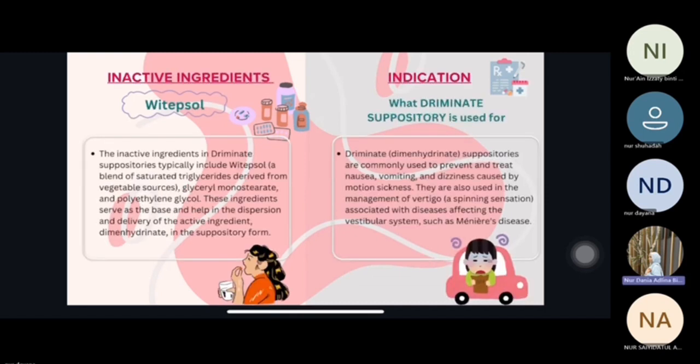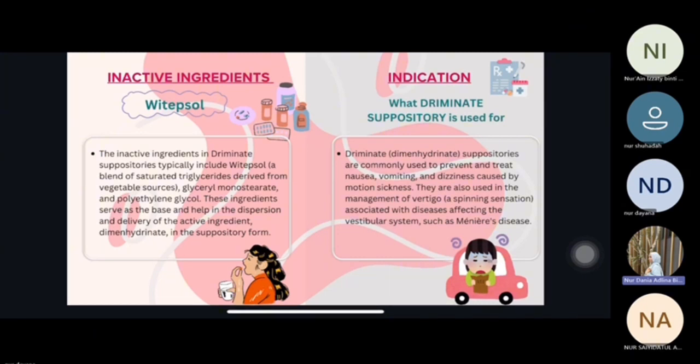Next is inactive ingredients. Witepsol. The inactive ingredients in Dreminate suppository typically include Witepsol, a blend of saturated triglycerides derived from vegetable source, glycerol, monosaccharide, and polyethylene glycol. These ingredients serve as the base and help in the dispersion and delivery of the active ingredient, dimenhydrinate, in the suppository form.